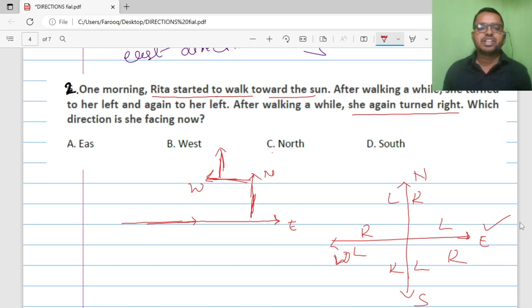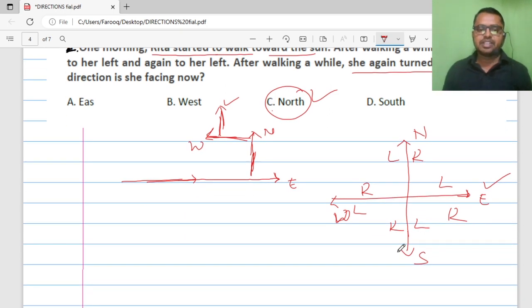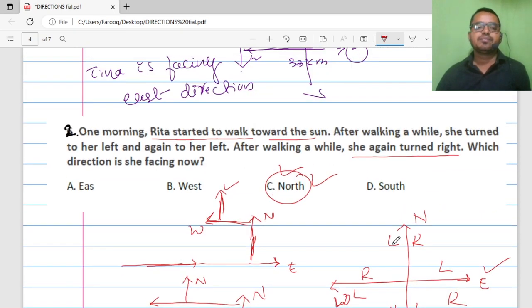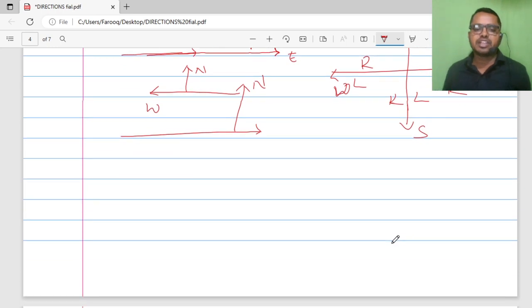Which direction is she facing now? This is the north direction. She is facing north. Option C is correct. See here. She first walks towards the sunrise and takes the left turn, so she moves to the north side. Again she takes the left turn, so she moves to the west side. From this she takes the right turn, so she moves to the north direction. So option C is correct. Rita is facing north direction.